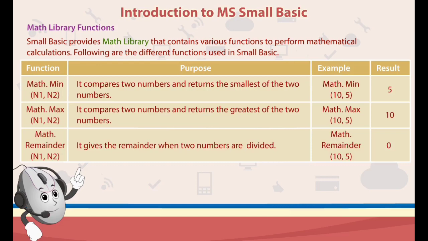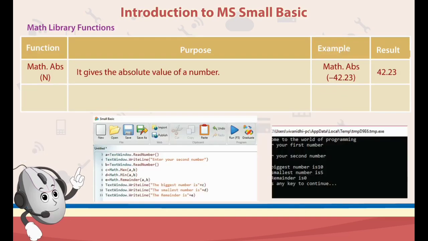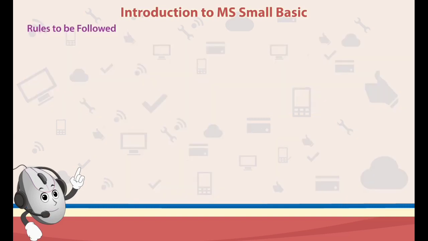Math.Remainder(n1, n2). It gives the remainder when two numbers are divided. Math.Remainder(10, 5), 0. Math.Abs(n). It gives the absolute value of a number. Math.Abs(-42.23), 42.23. Math.Pi. It returns the value of pi. Math.Pi, 3.14159.